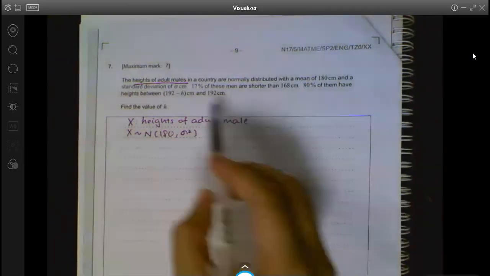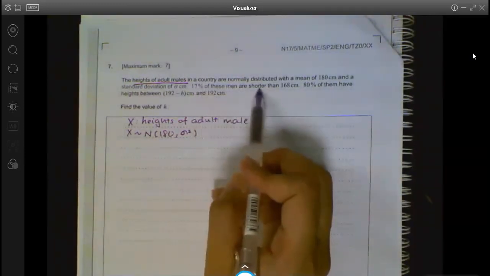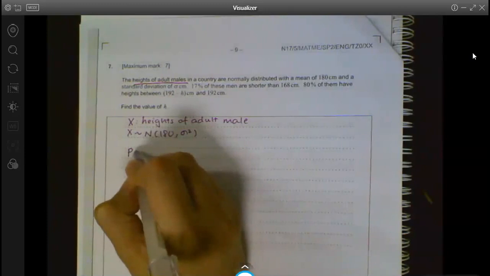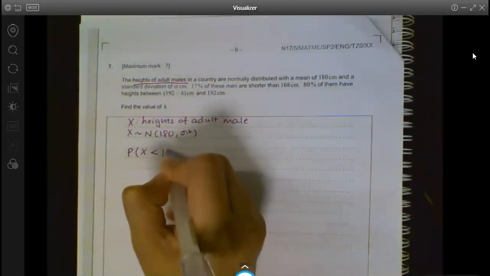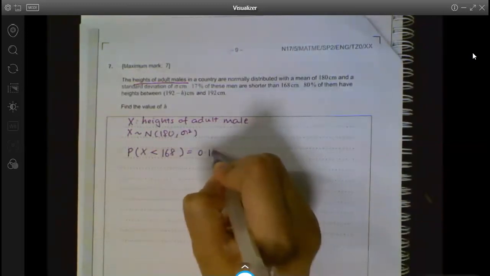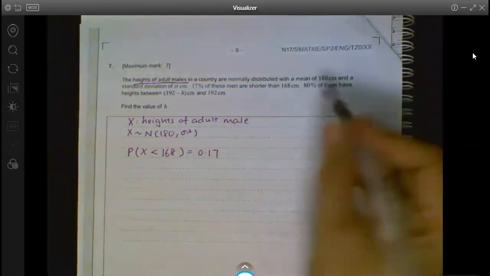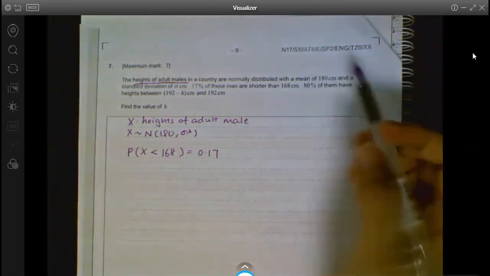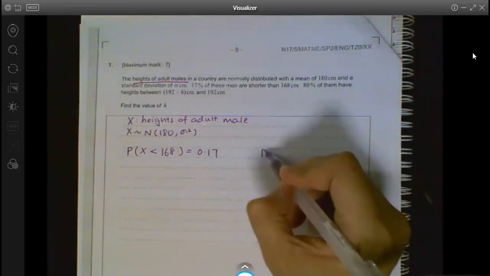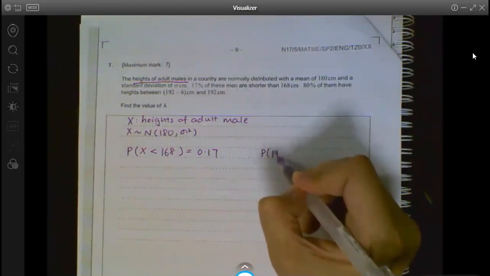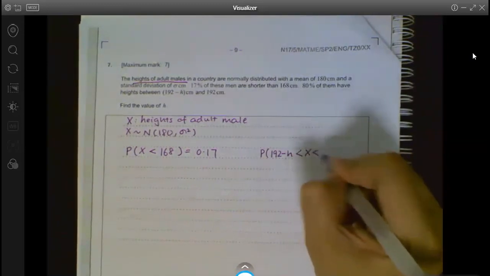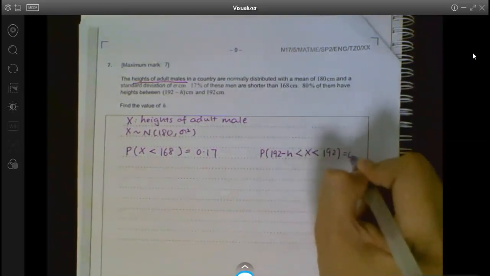In the first part, we are told that 17% of the men are shorter than 168. Let's write that in probability form. The probability that x is smaller than 168 is 17%, which I will write as a decimal, 0.17. The next part tells us that 80% of them have heights between 192 minus h and 192. I'll also write that in probability form, but we probably only use that later. The probability that x is between 192 minus h and 192 makes up 80%, which is 0.8.